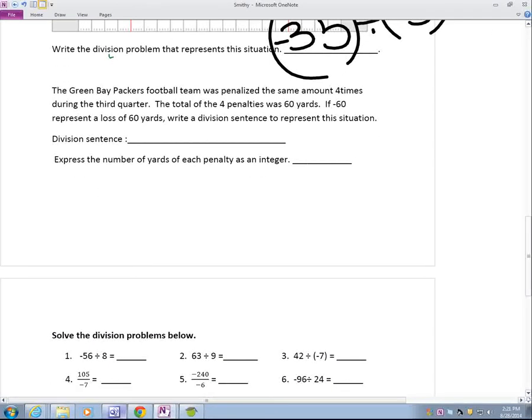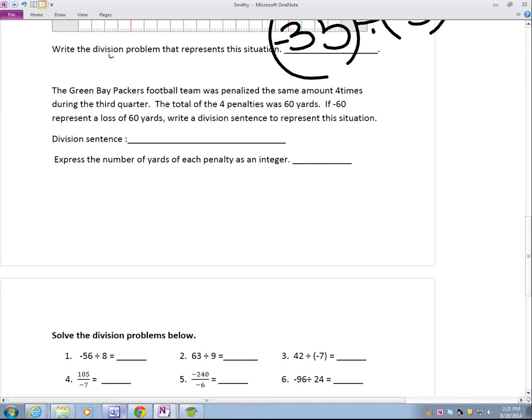The Green Bay Packers football team was penalized the same amount 4 times during the third quarter. Packers are from the same state that I started out. Wisconsin. I don't know. West Virginia? Yes. Not yet.